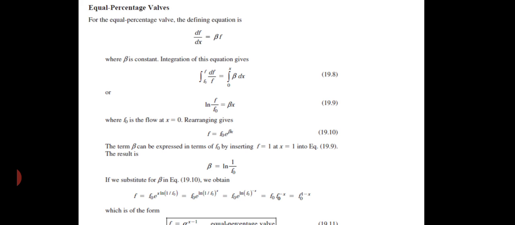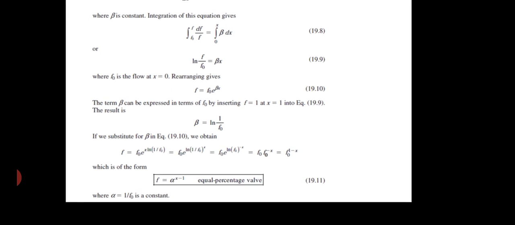Now when x is equal to 1, we take F equal to 1. Based on this, we try to find the value of the constant beta, put it in the equation, and finally we get 19.11. In the derivation of this equation, F is equal to alpha to the power x minus 1, we have taken this as the characteristic of the equal percentage valve. So this derivation, either for the linear valve or for the equal percentage valve, is taken from the Kufner book.